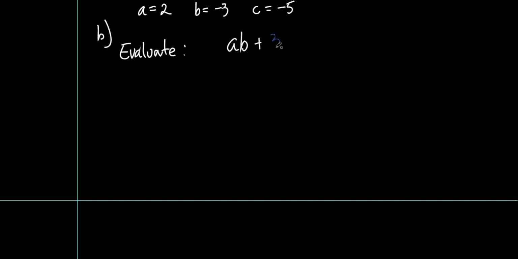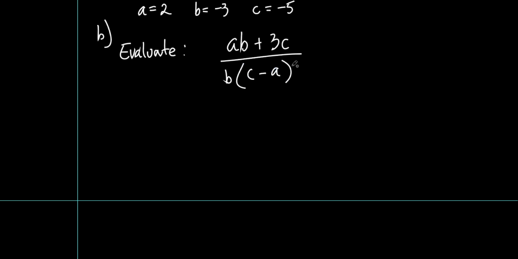Oh, I forgot. Let's keep the A and the B and the C the same. So what did I say? A was 2, B is -3, and C was -5. All right, so there's the A, B, and C. So this says to evaluate. This one's a little bit trickier. Not a whole lot, but a little bit. So AB plus 3C over B times C minus A.